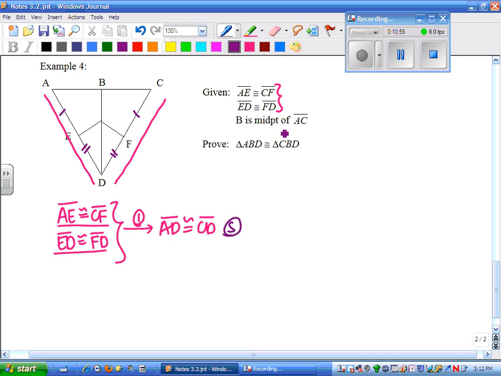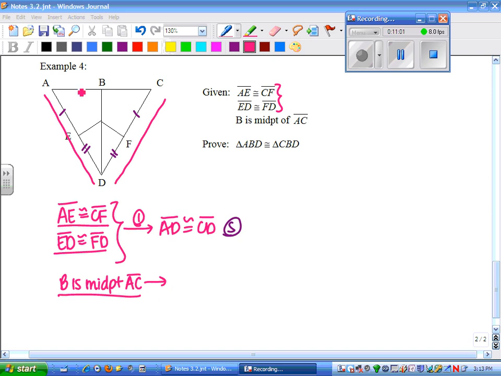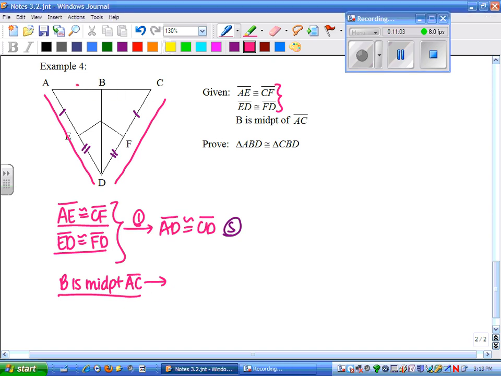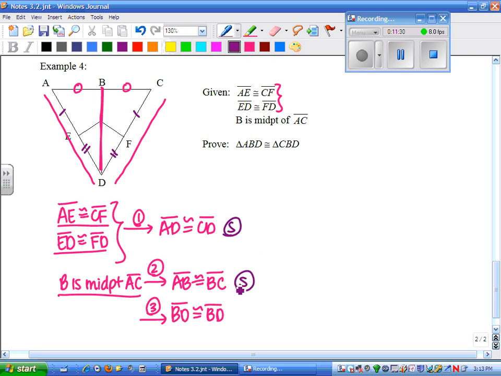I also have B as a midpoint of AC. Go ahead and write that down, your next given. Okay, since it's the midpoint of AC, I know that AB will now be congruent to BC. Okay, now I have my second side. Is there a third side? Well, I could do another reflexive side. Weird, it's the same letters, BD. BD is congruent to itself, and hopefully you know right by now that is reflexive. That's the reflexive reason. So we have side, side, side. This is our third side. We're going to go ahead and group those three.